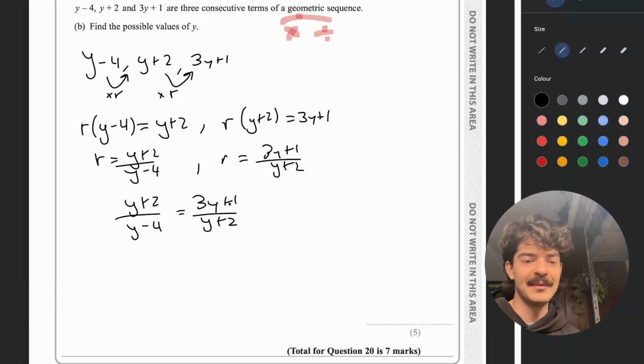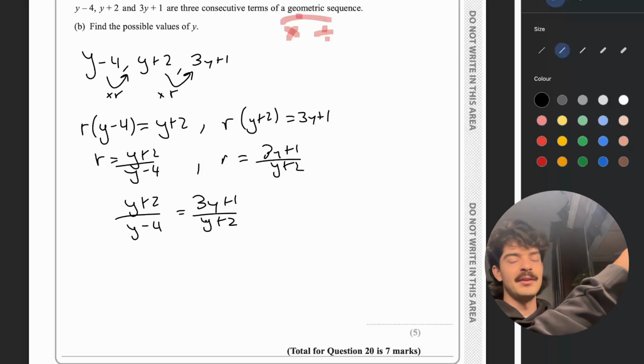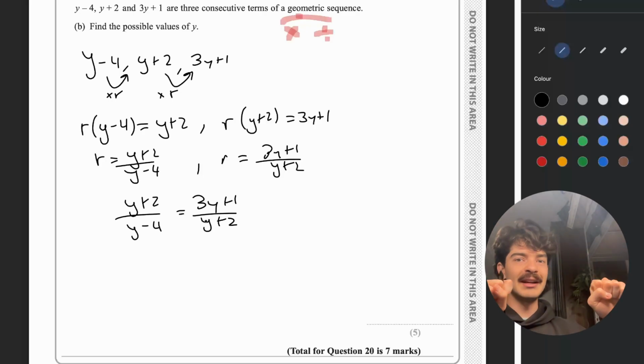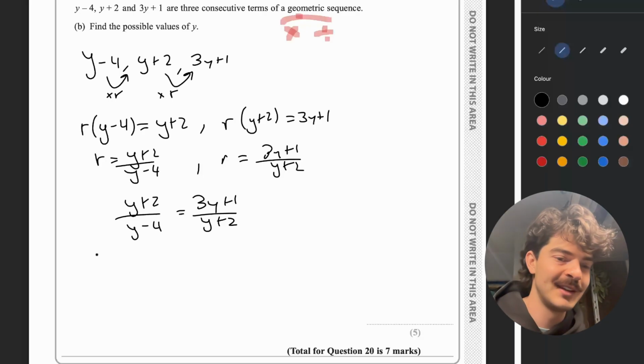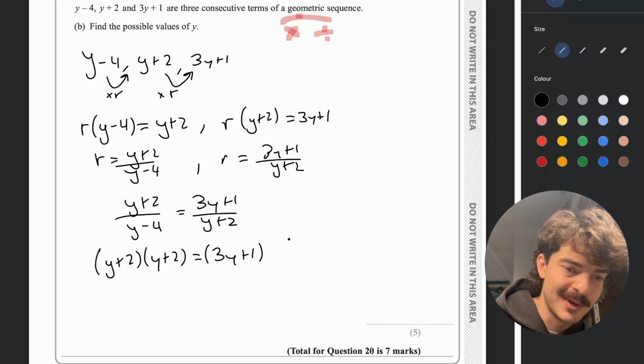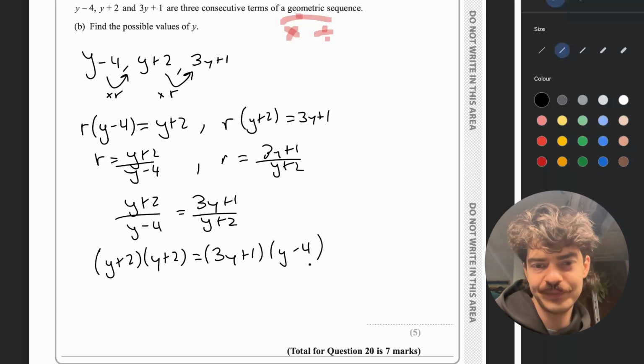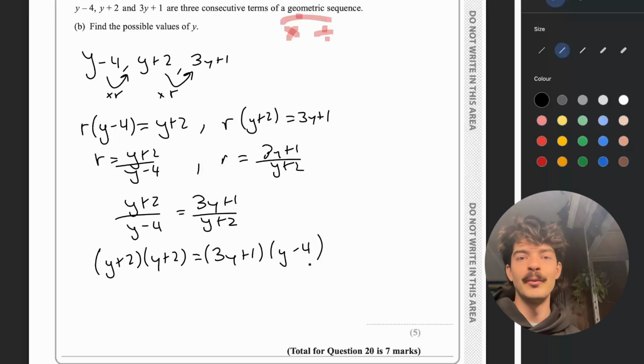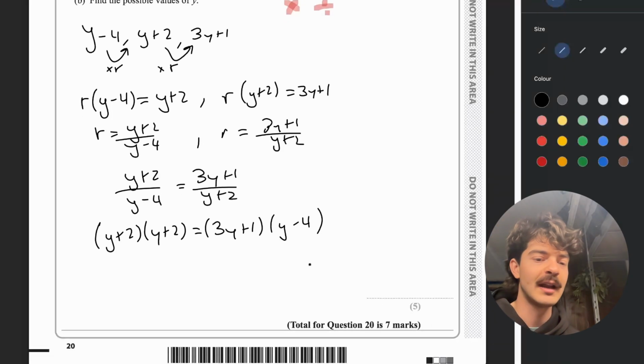The next step that I'd advise is what's known as cross-multiplying. Remember, if you've got a denominator in a bit of algebra and you don't want it there, you can just multiply the whole thing to the other side, doing that simultaneously to both sides. So we'd end up with y plus 2 squared equals 3y plus 1 times y minus 4. Fantastic. We can now expand, move everything to one side, turn it into a quadratic equal to 0, and solve for our value of y.